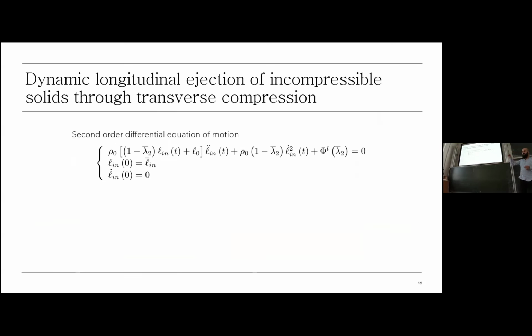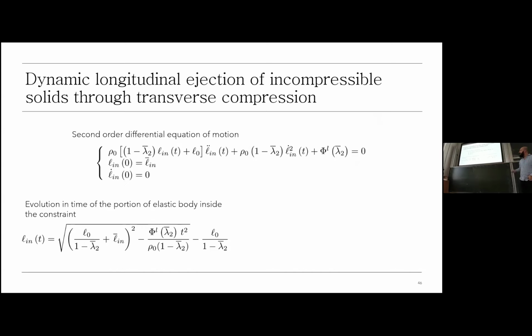So the second order differential equation takes this shape in the unknown function L_in of t, which represents the amount of material inside the constraint, and these two are our initial conditions. So for our body, when t is equal to 0, the velocity is equal to 0. And in the initial condition, we suppose to know how much material is inside the constraint. This differential problem allows for a closed form for L_in, and since we know L_in of t, we can also predict the time of the complete ejection.